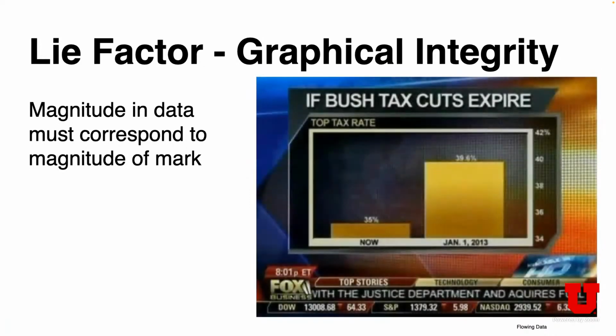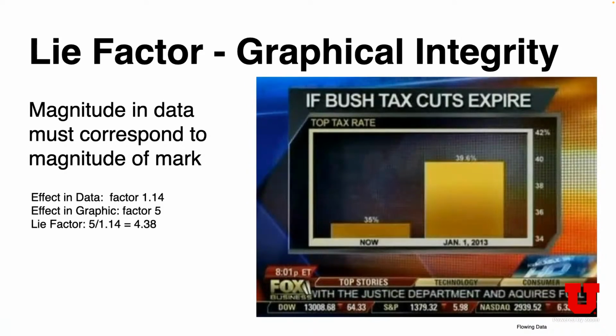One chart that violates that would be this. The effect in the data is going from 35% to 39.6%, so that's roughly a factor of 1.14. But the effect in the graphic is roughly a factor of 5. So we could calculate this: the lie factor of this chart would be 4.38. The number in and of itself is not necessarily illuminating, but the point still stands. The magnitude of the change shown in the graphic is much larger than the actual magnitude.